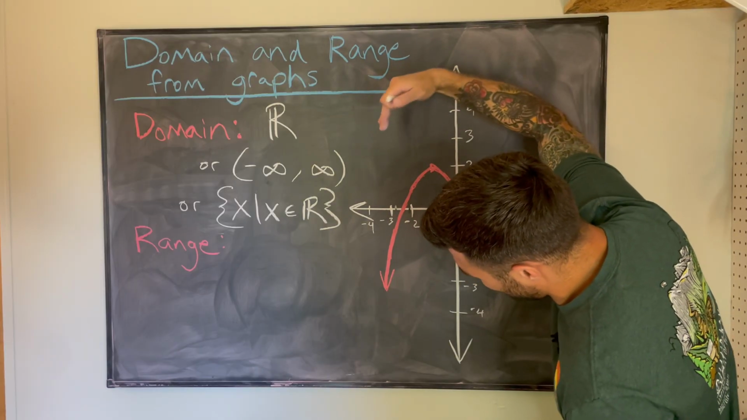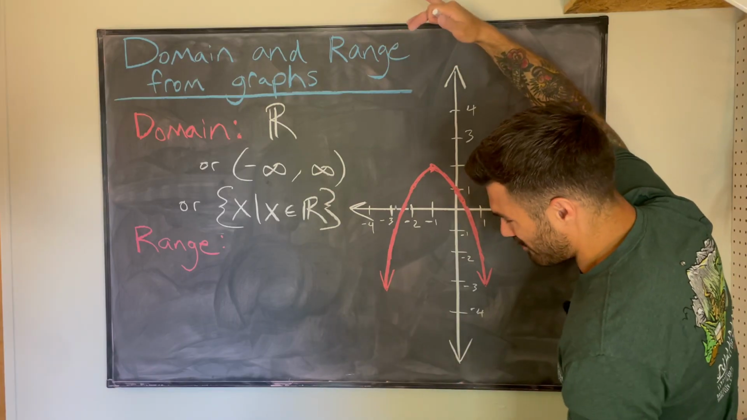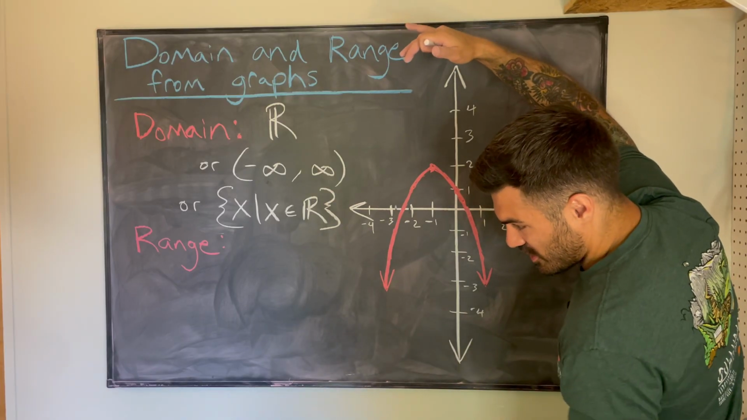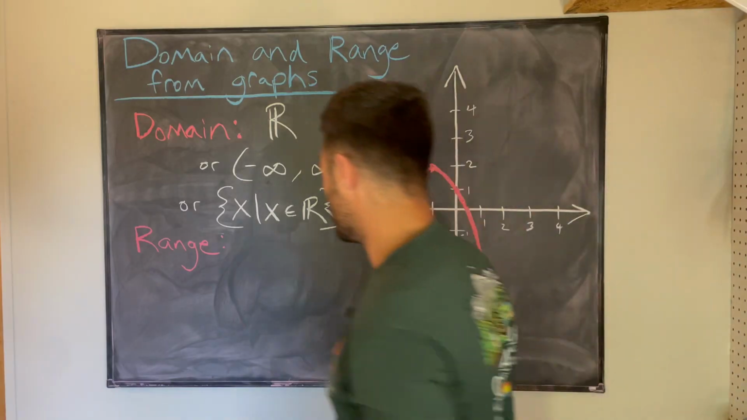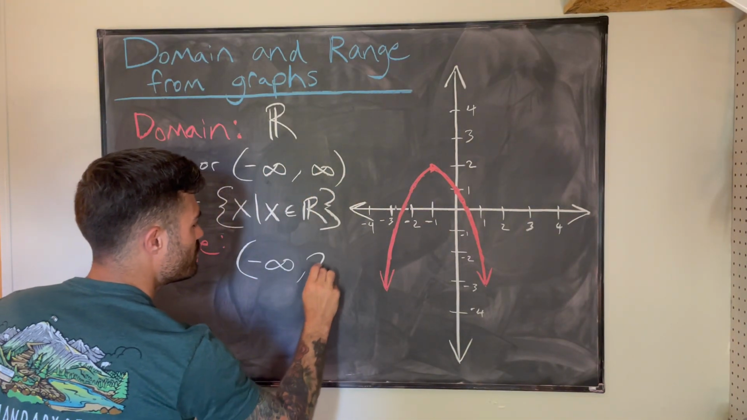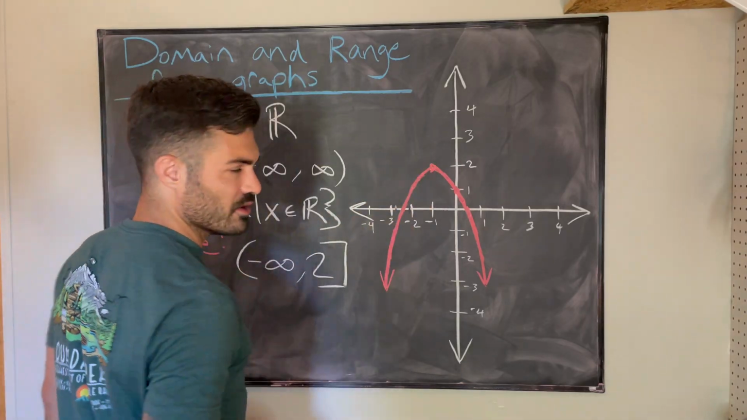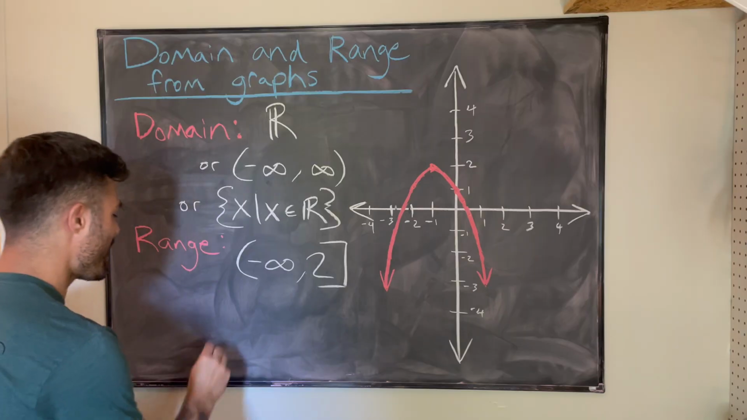That's going to be on the right, and it's included. So we're going to use a bracket. And there is no smallest. It goes down forever and ever. So we're going to start with negative infinity and end at 2 since that's the biggest. So in interval notation, the range is from negative infinity to 2. And again, we use a bracket because that y coordinate is included. Okay? Included, use a bracket.